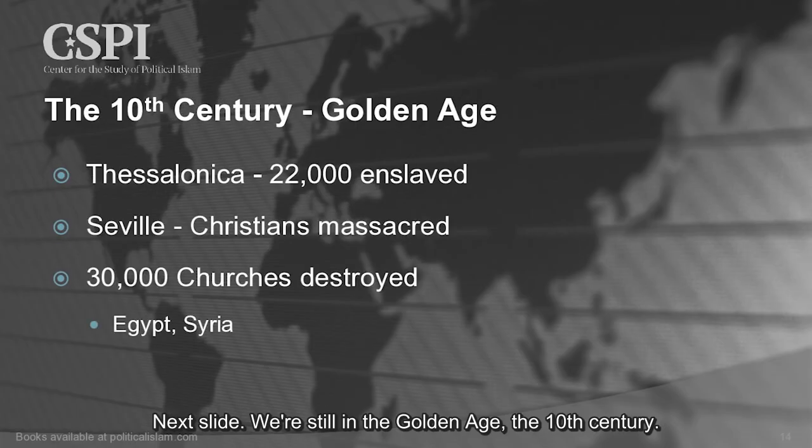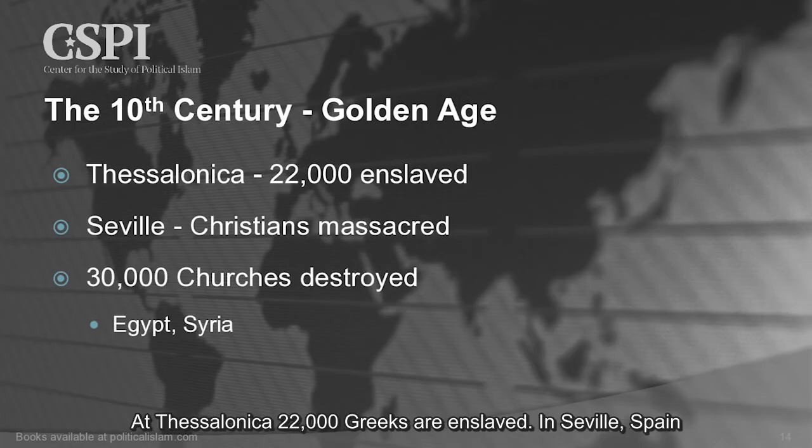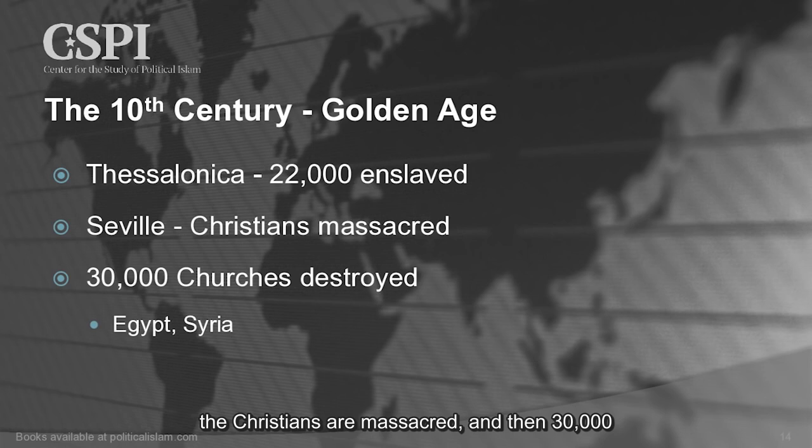Next slide. We're still in the Golden Age, the 10th century. In Thessalonica, 22,000 Greeks are enslaved. In Seville, Spain, the Christians are massacred. And then 30,000 churches were destroyed by the order of the Caliph in Egypt and Syria.